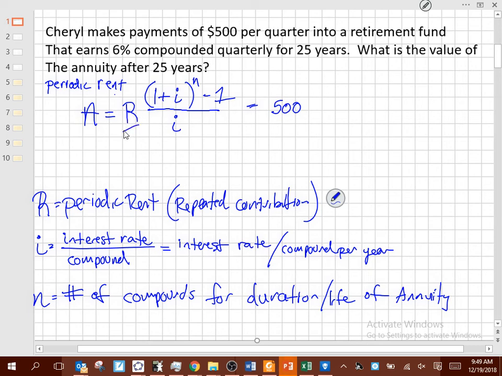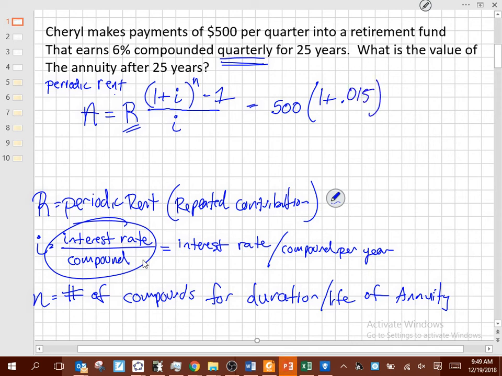But here we've got, our periodic rent is 500. It's always going to be 1 plus i. Like I said, it's the interest rate divided by the number of times you're going to compound it. So how many times am I compounding? Quarterly, right? So this number here is actually 0.06 divided by 4. If I take 0.06 divided by 4, what do I get? What's 60 divided by 4? 15, right? So 0.06 divided by 4 is 0.015.